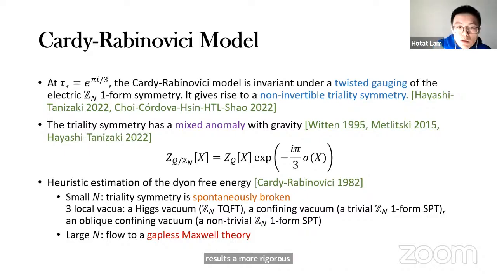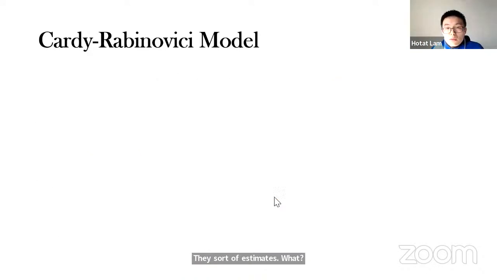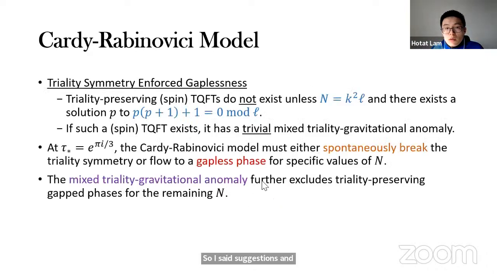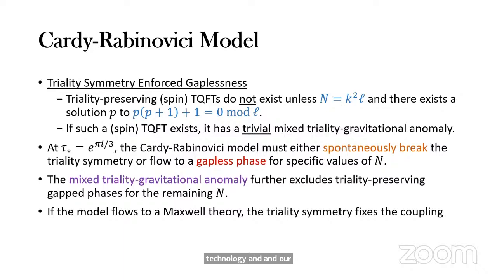Oh, okay, good. The way I would characterize the old result is that it's suggestions of the phase diagram. It's not a proof. What they did was estimations of free energies, and then they estimated what could possibly condense. So it's suggestions. What we did here is rigorous statements using all this technology, and our rigorous statements confirm or match the expectations. Yeah, I see. Thank you.